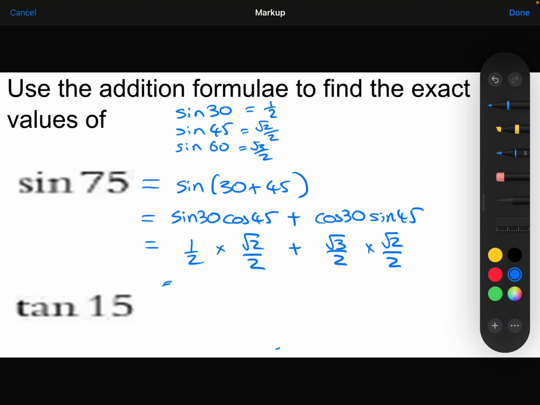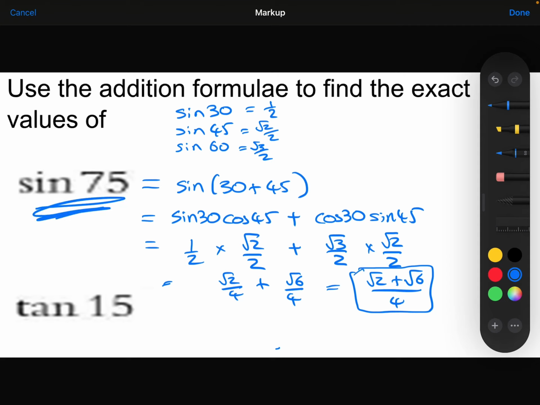Simplifying this then, the half times root 2 over 2 is root 2 over 4. The root 3 over 2 times root 2 over 2 is root 6 over 4, which I could then write as just, because I've got a common denominator, like that. This is the exact value of sine 75. So that's how you can work something like this out without using your calculator.